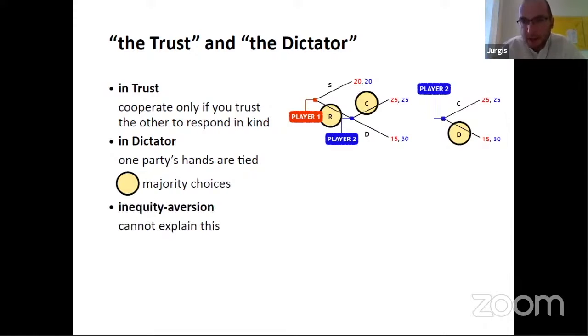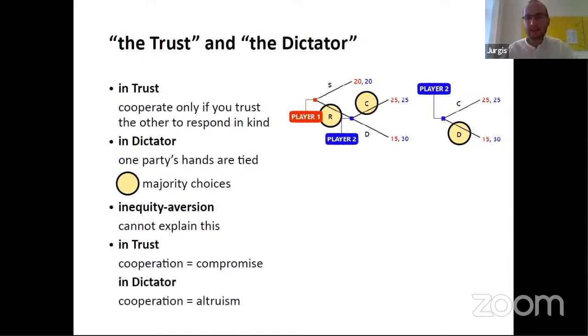This is because the outcomes that the second player chooses in both games are exactly the same. One outcome is equal, the other outcome is unequal, and they're identical. So if inequity aversion were the sole reason why we cooperate with others in interactive settings, these proportions of people who cooperate in the role of player two should be the same, but they're not. Now, what explains people's differential willingness to cooperate in the two games is the fact that in the game of Trust, the first player has a choice, but in the game Dictator, she has not.